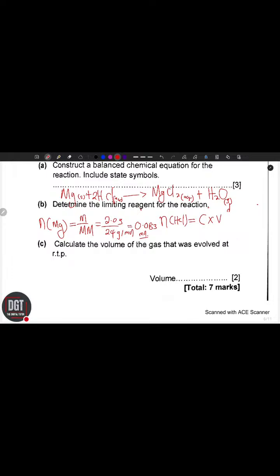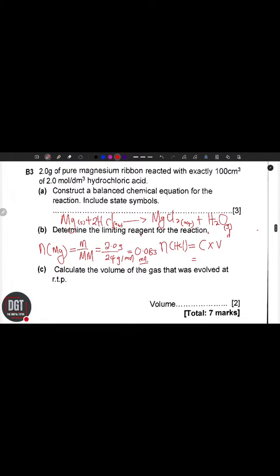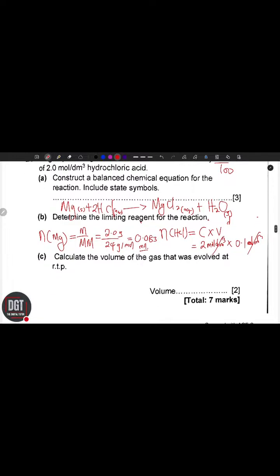Kindly confirm. Then for HCl, the number of moles, we multiply the concentration, which is 2 mole per decimeter cubic, by the volume in decimeter cubic. It will be just 0.1 because we divide this one by 1,000. So this one and this one go, and I guess we are able to find 0.2 moles. That is the number of moles of HCl.